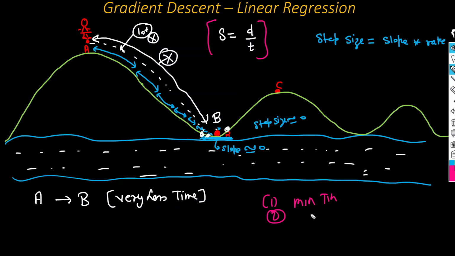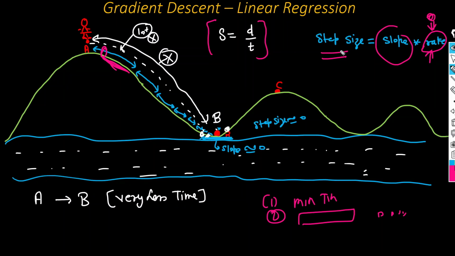So what we can do is initially take the large step, then small steps. How can we decide the step size? Step size we can define by the slope. What is the slope of this particular point here, and the rate. Rate we can think will come from our mind. So this is the equation of the step size. So how can we calculate the step size? Slope and rate. Rate is your constant, and we have to change the slope.